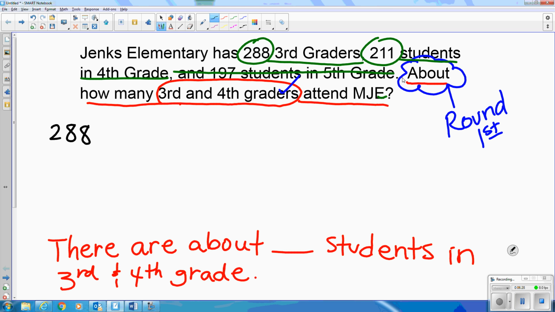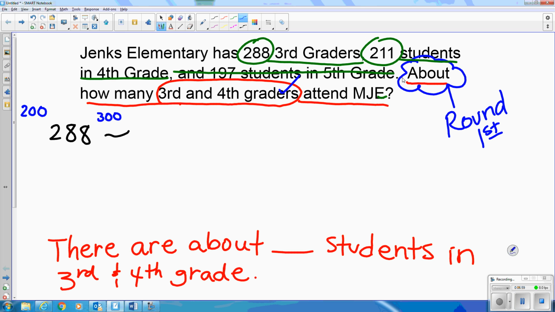And let's talk about our benchmarks for 288. If we're rounding to the nearest hundred, what are our two benchmarks? I mean, which hundred would be here and which hundred would be here? Tyler? Okay, so one benchmark would be 300. And what would the one on this side of the number line be? Joshua? 200. Okay, now, where would 288 fall on that number line? Closer to 200 or closer to 300? Yes, Fisher? Closer to 300.